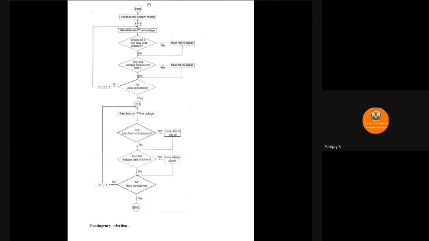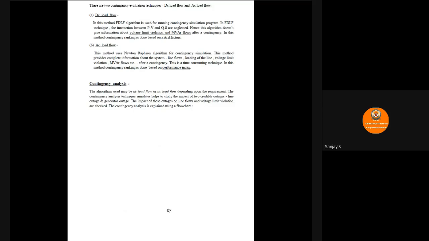flowchart, and in the next part of the flowchart we simulate ith line outage. In the first part we have checked for generating unit outage. Here we check for line outage, transmission line failure. Is there any line flow limit violation? If yes, generate alarm signal. Otherwise, check for bus voltage limit violation. In case it is, give alarm signal. Otherwise, continue. Check whether all the transmission lines are considered. That is, go on disconnecting every transmission line and check whether it will have a negative impact on the system. So this completes the flowchart for contingency analysis.